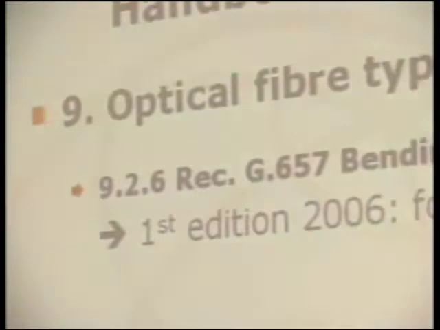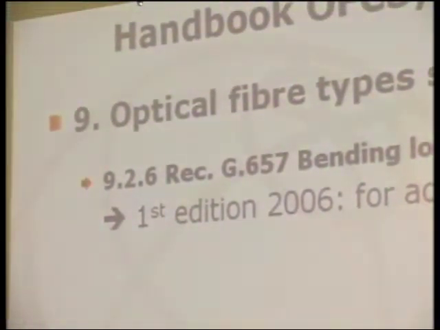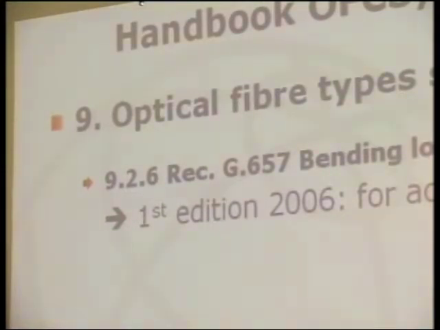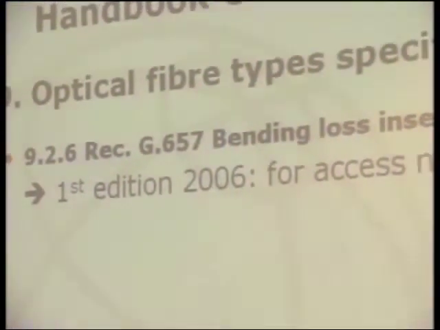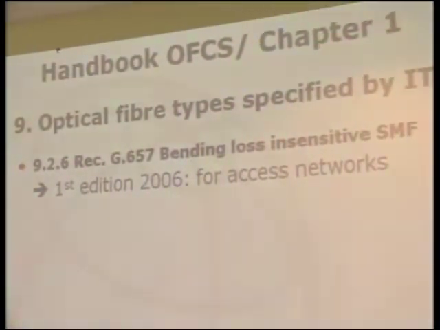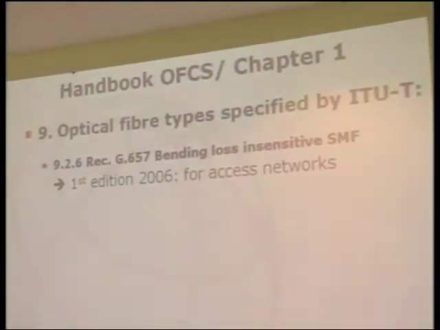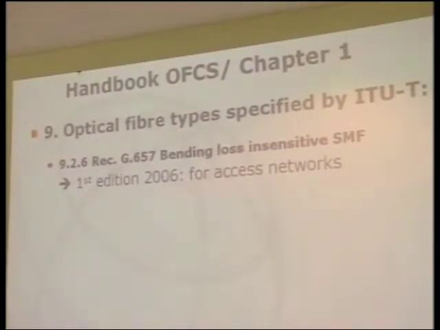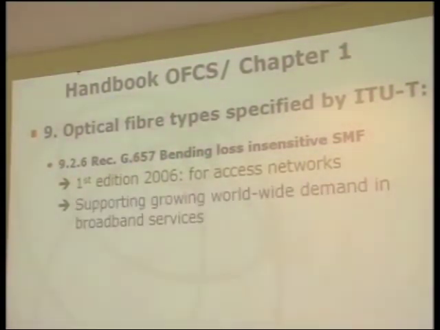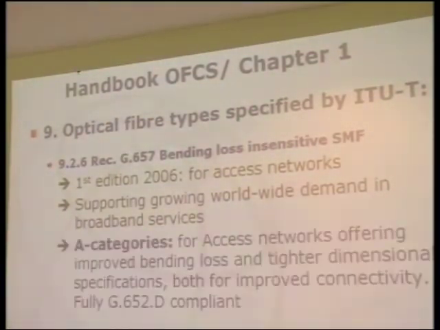Okay, let's then go to the last one in this series. This is the recommendation G657, which is a bending loss insensitive single mode fiber, which was specially created in 2006 for the new market developing, that is the access network. So especially for access networks to houses and for networks inside houses, in which you in general will have much more bending of your drop cable than for long distance types of cables. So it's supporting the growing worldwide demand in broadband services.